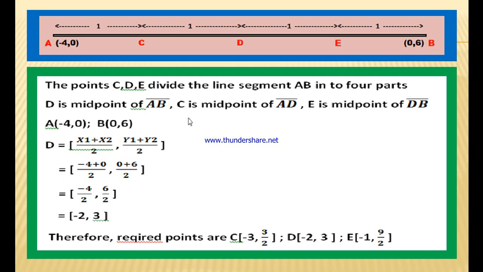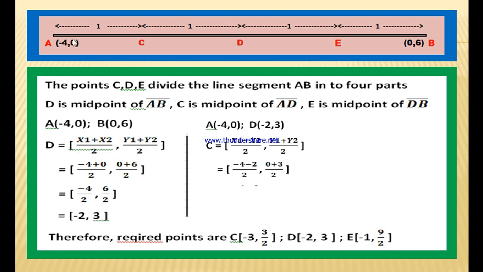Now let us find the point C. If you observe, C is the midpoint of AD. Therefore, take the coordinates of A and the coordinates of D. Coordinates of A are x1, y1 and coordinates of D are x2, y2. Now C is equal to again the same formula, (x1 plus x2) by 2, (y1 plus y2) by 2. Minus 4 minus 2 by 2, 0 plus 3 by 2. Minus 4 minus 2 is minus 6 by 2, 0 plus 3 is 3 by 2. Minus 6 by 2 is minus 3 and 3 by 2 stays the same. So we got the coordinates of C.